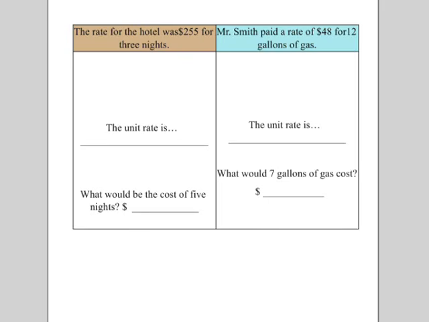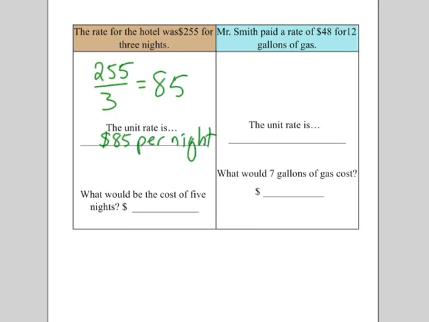All right, let's work with these. So the first example, the rate for a hotel is $255 for 3 nights. What would the unit rate be, or the rate for 1 night? Well, let's figure that out. We would take 255, and that's for 3 nights. So if you take 255 and you divide it by 3, I'm using a calculator here, the unit rate would be, it comes out to 85. It'd be $85 per night. That would be the rate for 1 night.